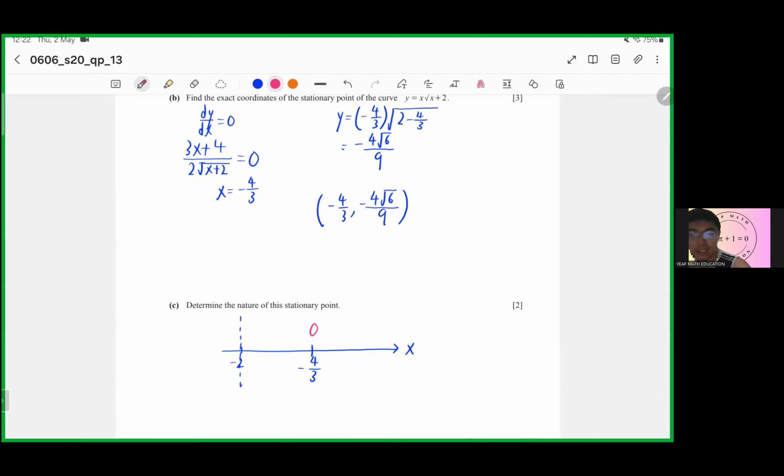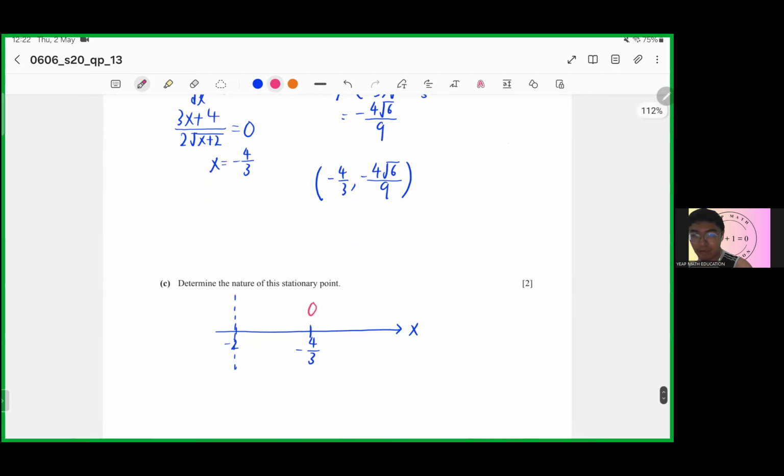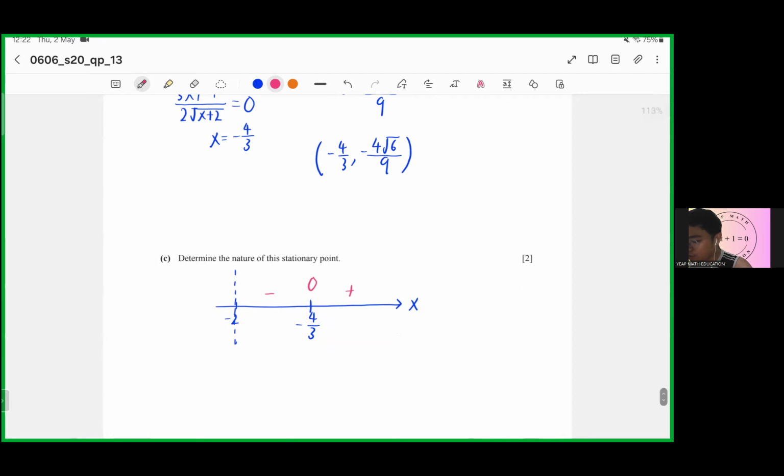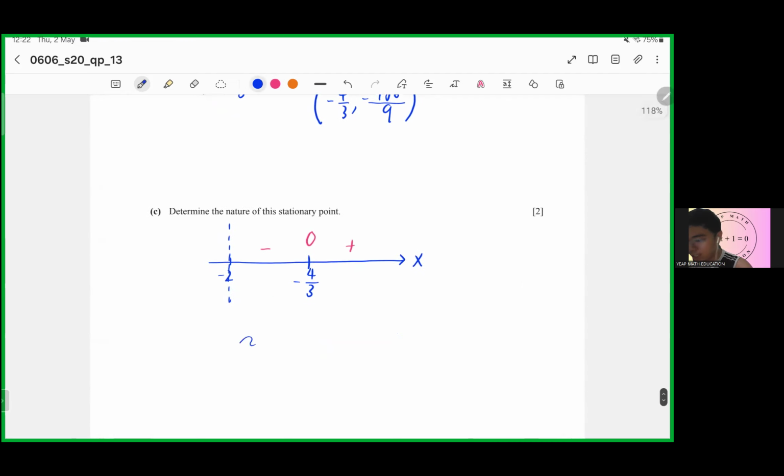This is where dy/dx equals 0. You can take any values to calculate, but make sure I don't exit this range. So I just take the value negative 1.5, and I got a negative value here. Then here I take 0, and I got positive. So when you see this form, it is actually showing a minimum point.